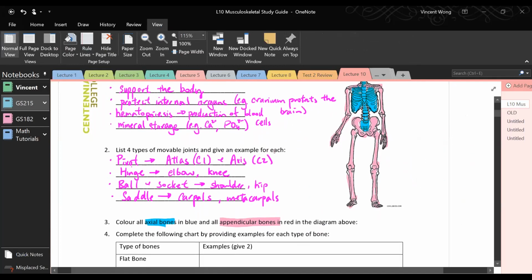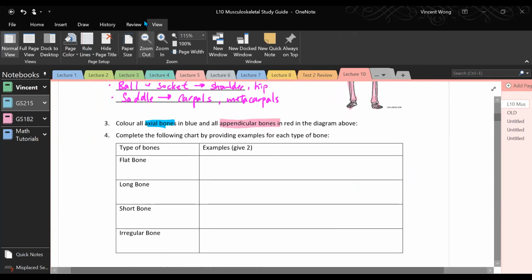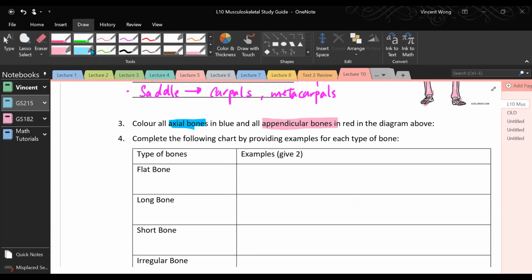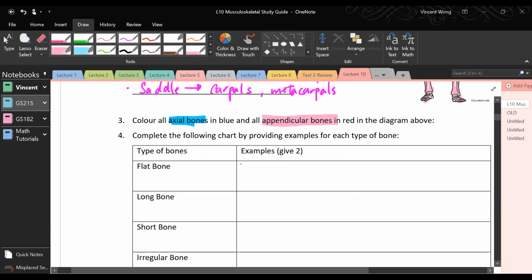All right. Complete the following chart by providing examples for each type of bones. Flat bone. So flat bones are, as the name implies, quite flat. Examples of flat bone would be things that you find in the skull, for example. So parietal bone in the head, that's flat. Another one would be frontal bone.